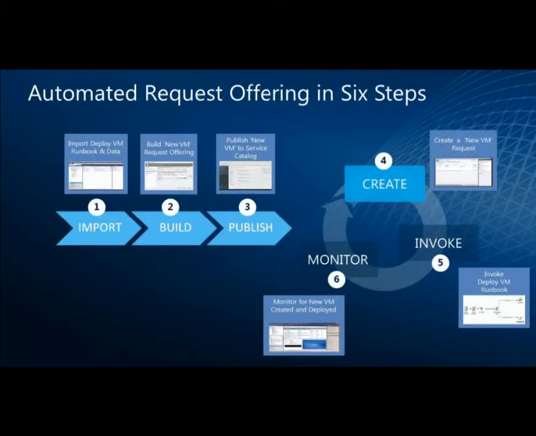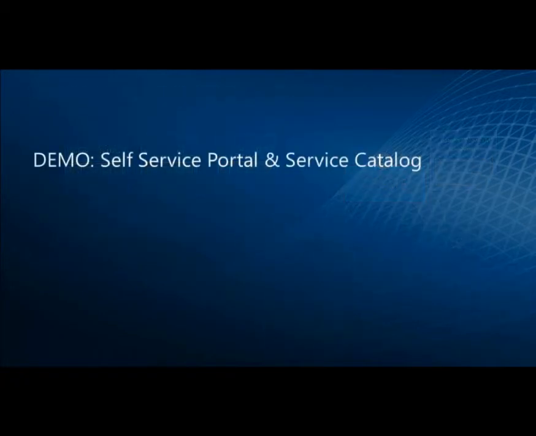So we talked about going back to our 6 steps or process cycle. We imported, we built our offerings, we published those, we created them. I showed some of the out-of-the-box capabilities of how we're going to make it easier for users to create those. The runbooks that get invoked.